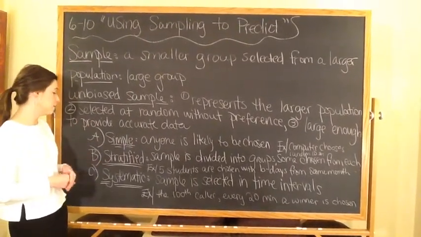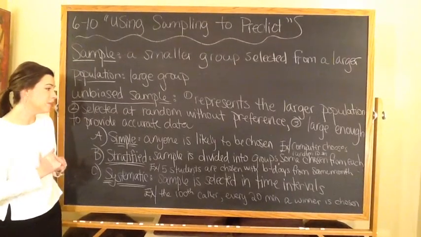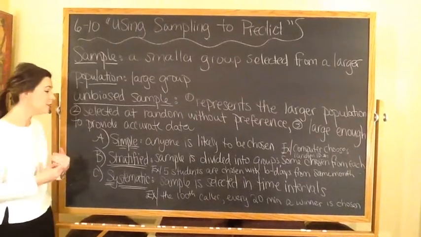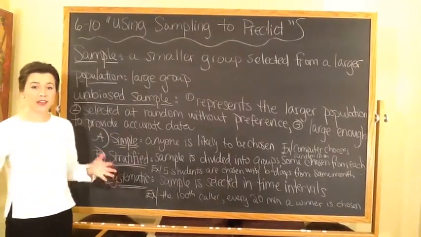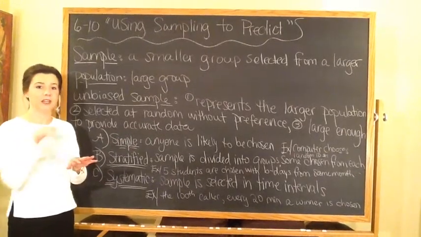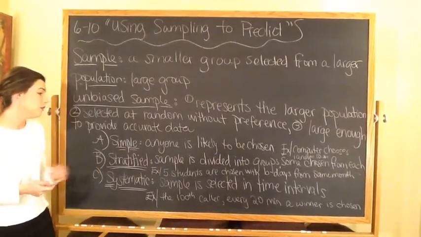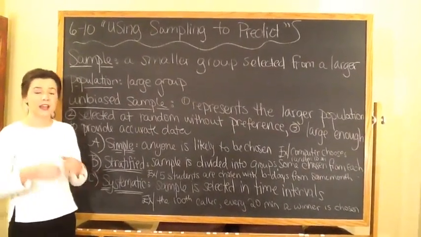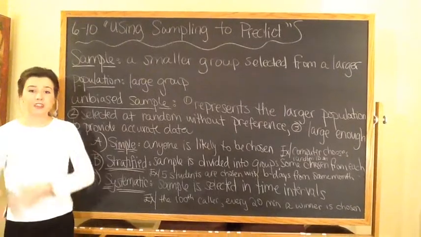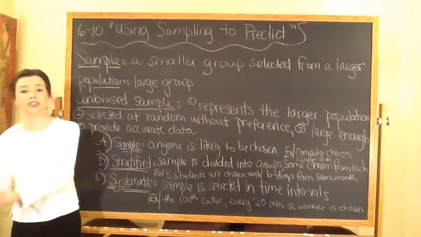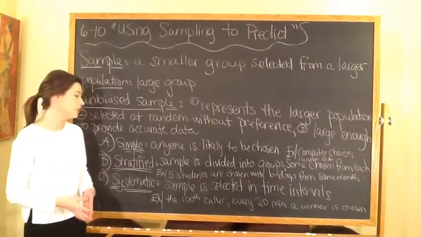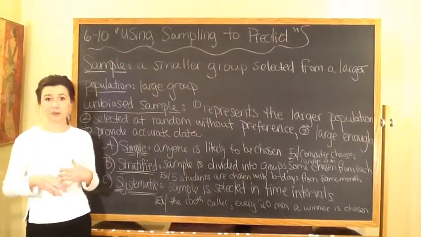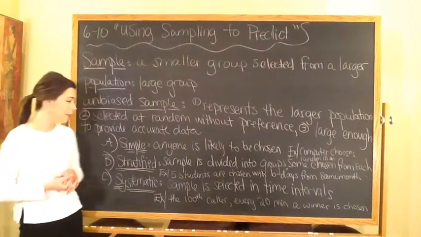Another type of unbiased sample is stratified. It is a sample that is divided into groups, and some are chosen from each group. So you have a random group of people, and they are separated into groups, and you take a few from each of those groups. So for example, 5 students are chosen with birthdays from some months. You're separating by their birthdays. So many people are in January, so many people are in February, so many people are in March. And then you take 5 random people from each of those months to be able to ask a question or to get some data for something.